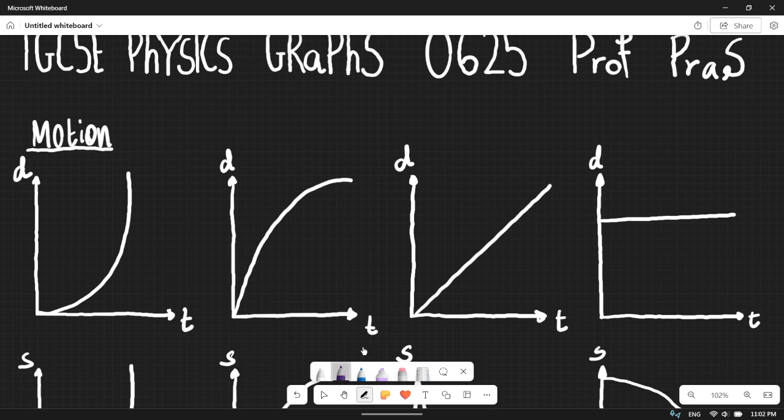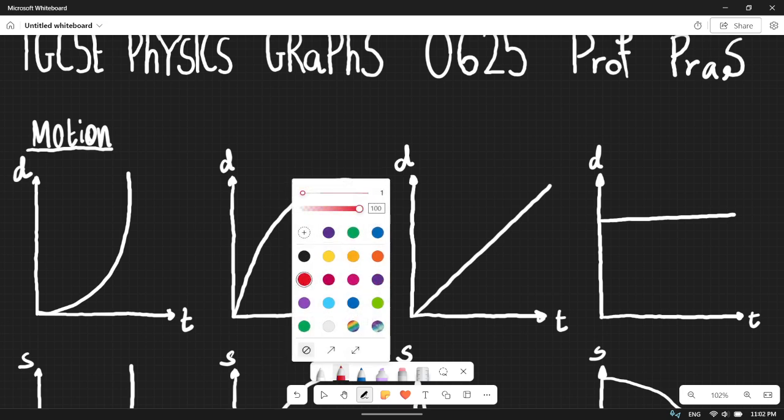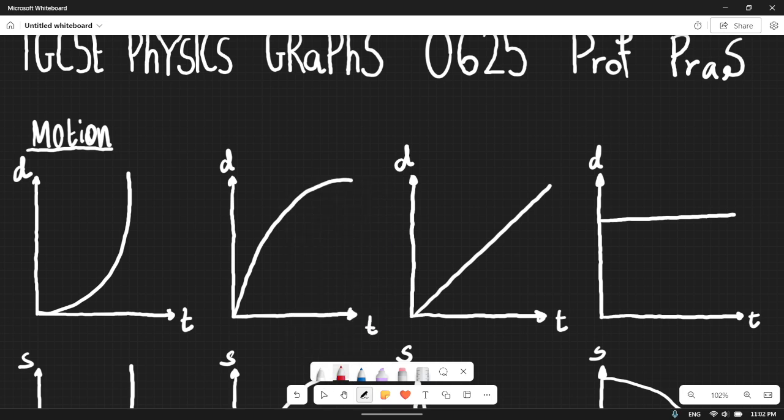Let me choose a pen. Let's go with red, I guess. Okay. So as you can see, D stands for distance, and T stands for time. As time increases, distance increases. So we can see here that the distance is rapidly increasing.